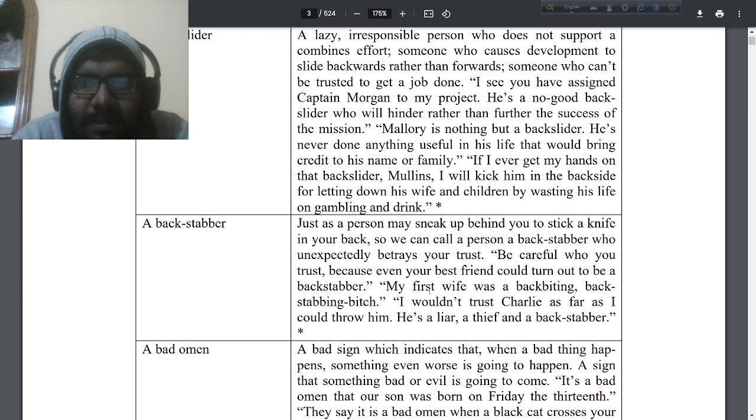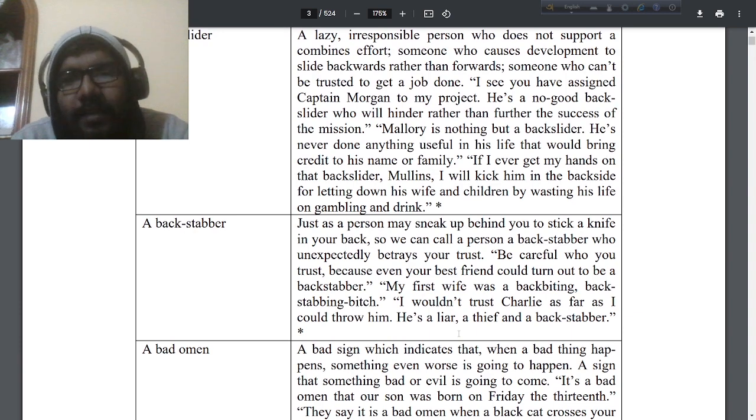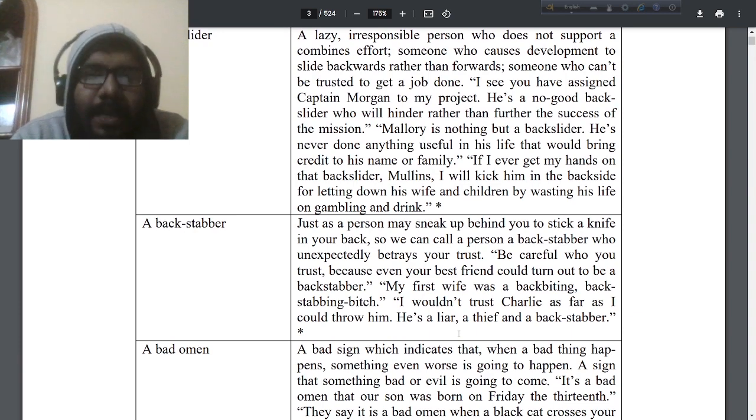In this example you can see: my first wife was a backstabbing so-and-so. He is describing that his wife did something wrong to him, so he's angry and he's saying that. This kind of idiom is used in that sense. He's a liar, a thief, and a backstabber. He's describing someone's character: a liar, a thief, who takes away valuable things without permission. That is the backstabber.